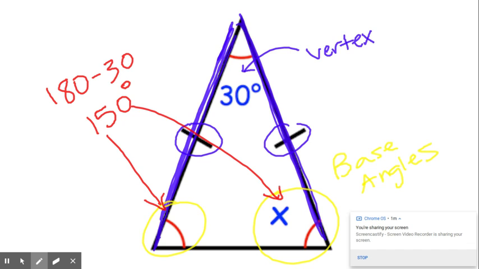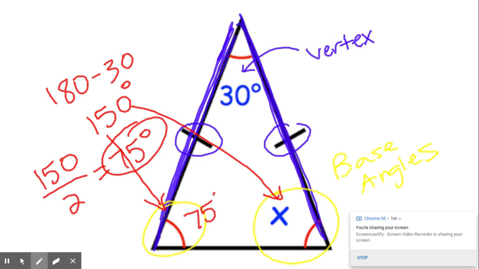Well, what do I know about these two angles? The base angles of an isosceles triangle are always, always, always congruent. Well, if they're always congruent, I now need to take that 150 degrees and divide by 2. That means each of those angles is 75 degrees. So this is 75, and this is 75, which means x is 75 degrees.